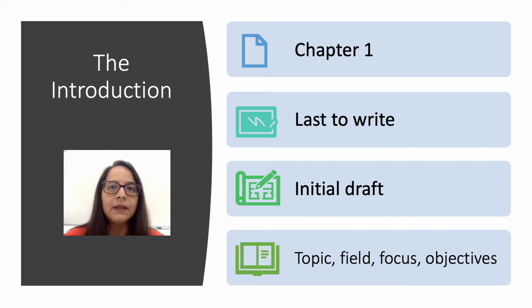Why? Because doing this helps you understand what your topic and your field are, and focus on what you actually attempt to do. In other words, it helps you narrow your objectives. Keep in mind, however, that it is counterproductive to aim for a finished and perfect introduction at this point.